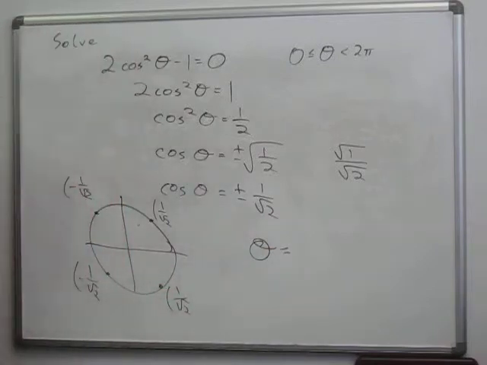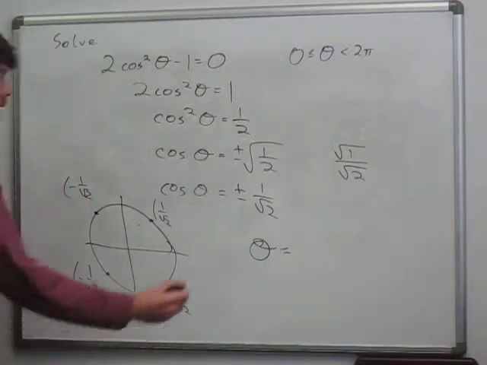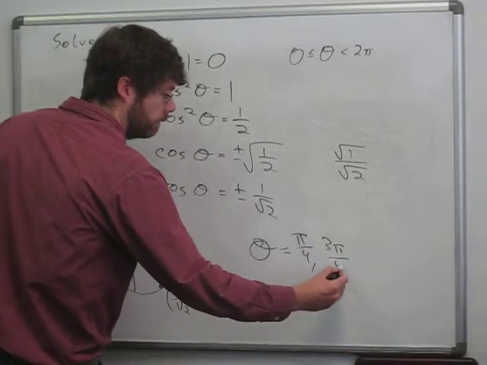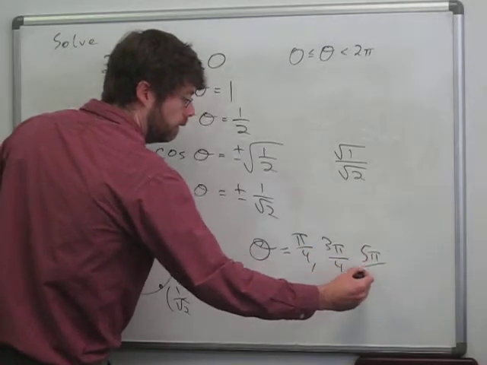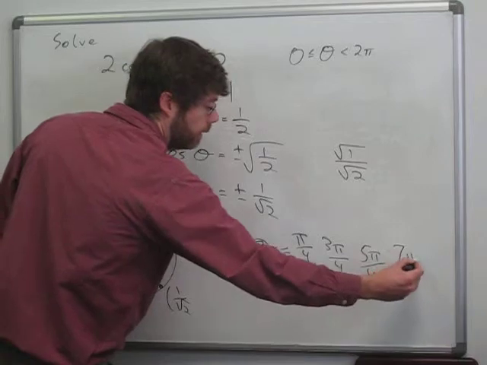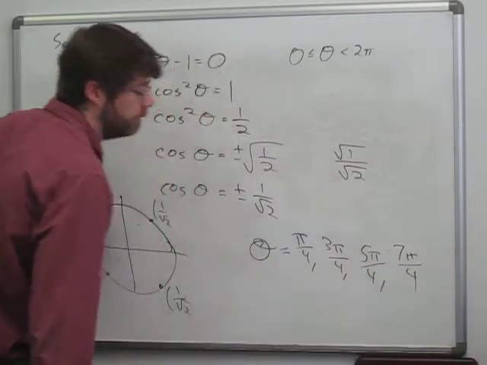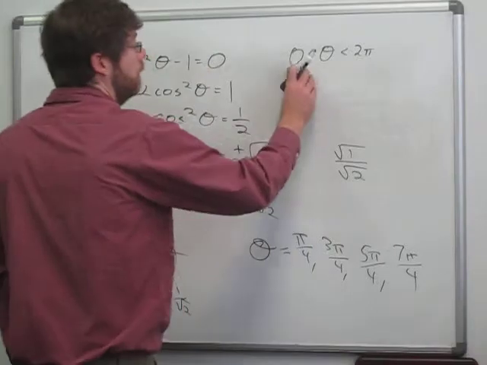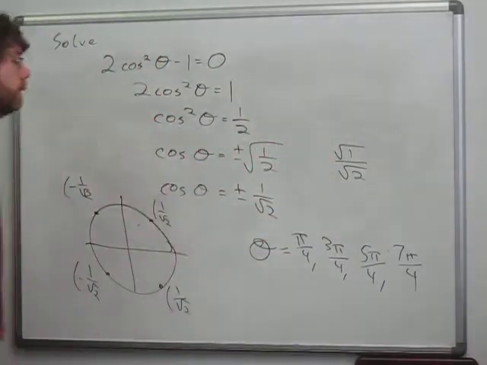So I have 4 solutions to this equation: pi/4, 3 pi/4, 5 pi/4, and 7 pi/4. What happens if we remove the restriction?